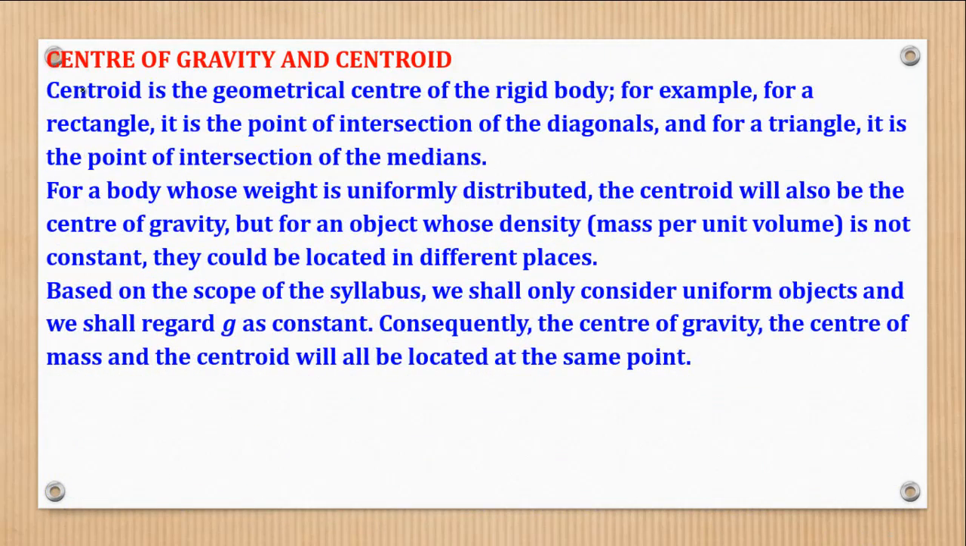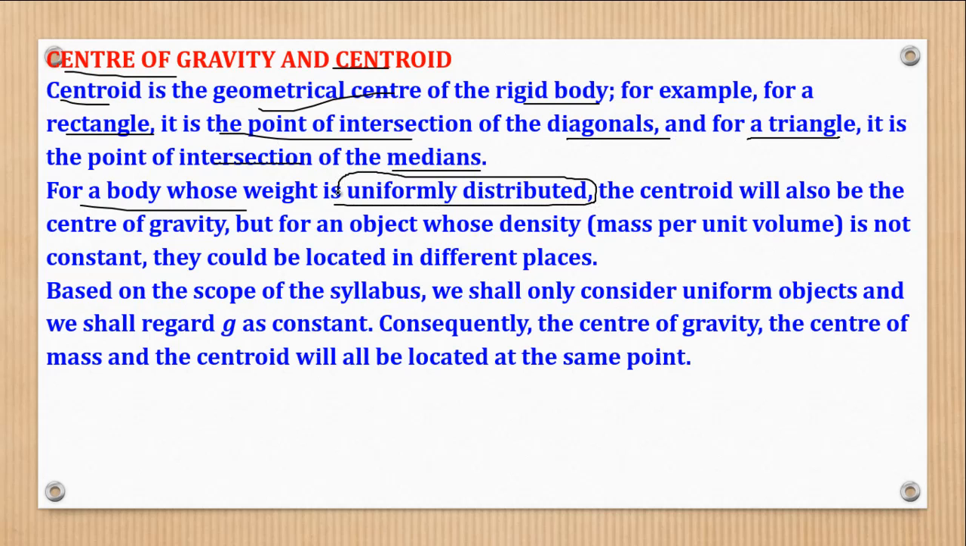So that has been center of gravity of a particle, of particles. Now we shall go to center of gravity and centroid. Are they the same or are they different? Let's see. Centroid is the geometrical center of the rigid body. For example, for a rectangle, it is the point of intersection of the diagonals. For a triangle, the point of intersection of the medians. Okay. For a body whose weight is uniformly distributed, the centroid will also be the center of gravity.